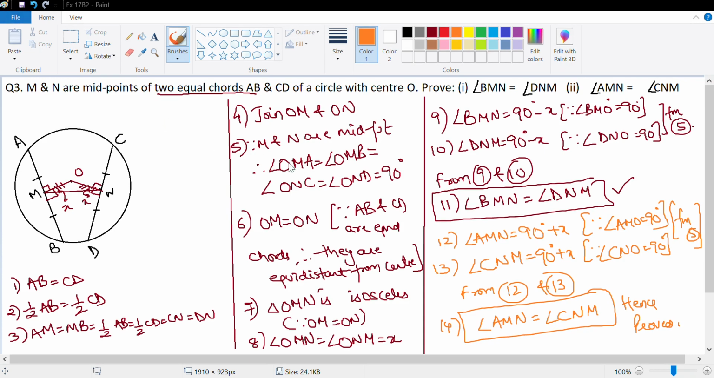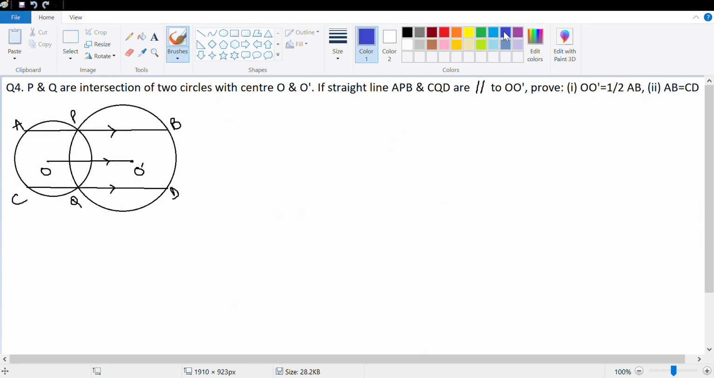The next one that we do is question number 4. Let's read the question. Question 4 says, in the following figure, P and Q are points of intersection of two circles with the center O and O dash. If APB is a straight line and CQD are parallel to OO dash, prove that OO dash is equal to half of AB and that AB is equal to CD. So let's just draw a perpendicular from O onto AB and from O dash onto AB.